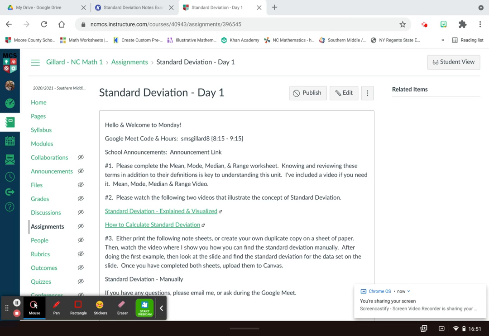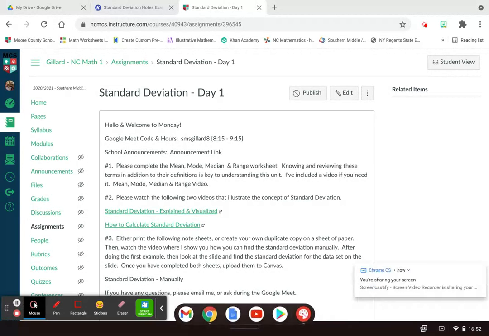Because before we start standard deviation, there are some terms that we need to review here that will be important to this unit. Those terms are the mean, mode, median, and range. If you remember learning these from 6th and 7th grade or from when we've used them earlier in the year, then you don't have to watch this video and you can do the sheet with the first 10 problems. And please remember to upload that to Canvas.